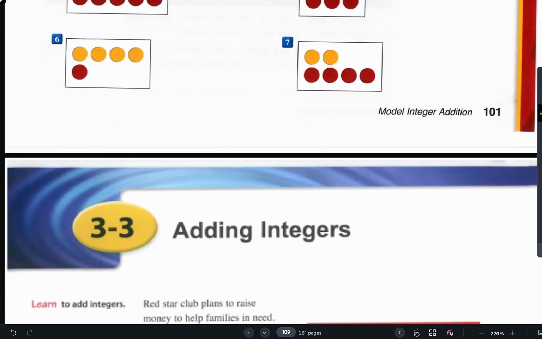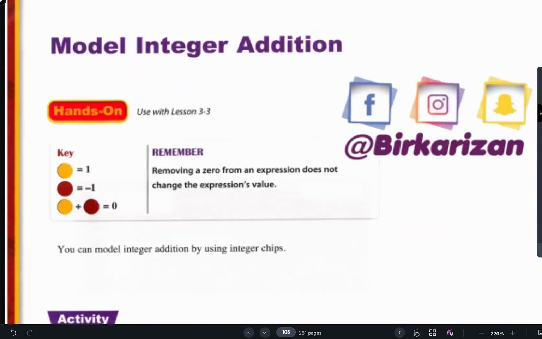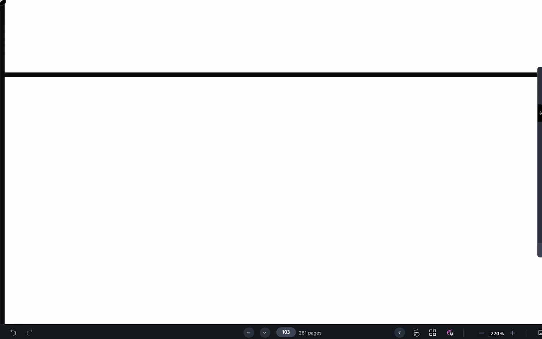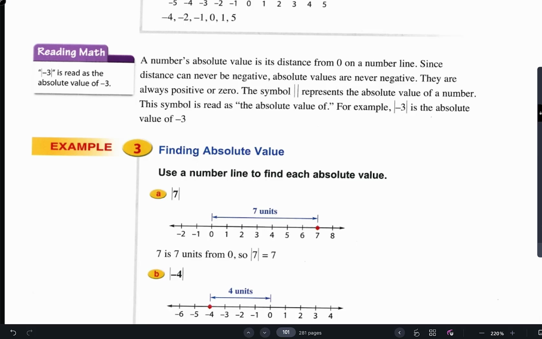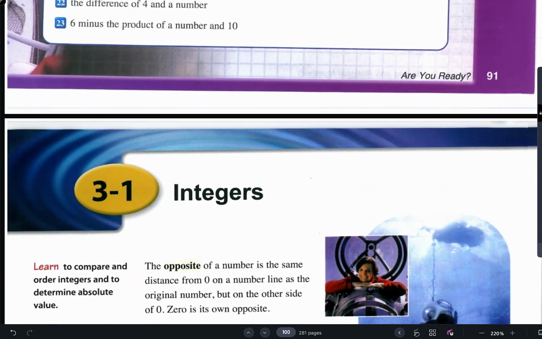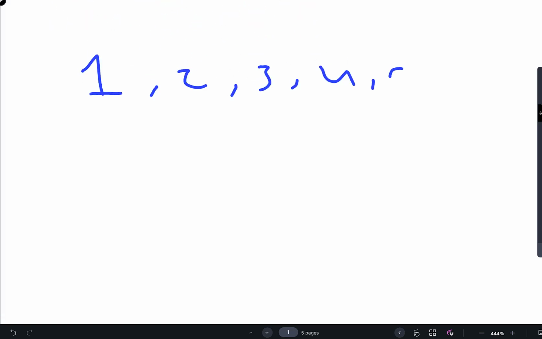Look at here. We have integers, okay? What are integers? An integer is any number that we have, okay? Look at here. For example, 1, 2, 3, 4, 5, 6, and so on. They are integers. And we have -1, -2, -3, -4, -5, and so on.